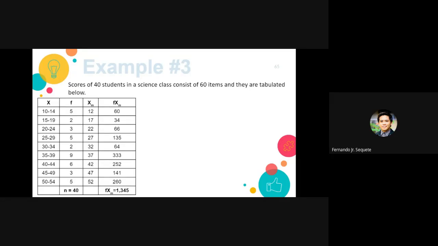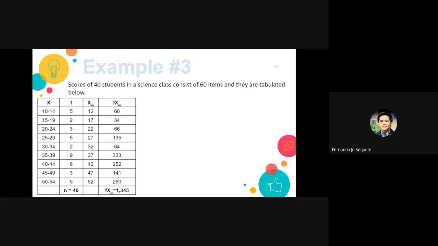Okay. Right after that, children, multiply na natin ang F, ang value sa imong frequency, and then sa imong X sub M. Therefore, we have 5 times 12, that is 60. We have 2 times 17, that is 34. 3 times 22, you have 66. 5 times 27, that is 135. 2 times 32, that is 64. Kindly check kung tama yung value. 9 times 37, that is 333, and so on.